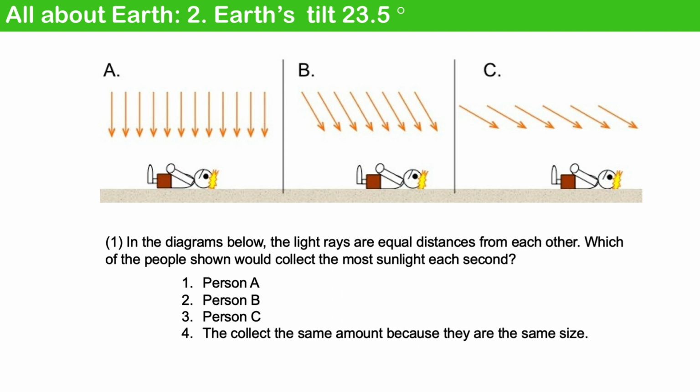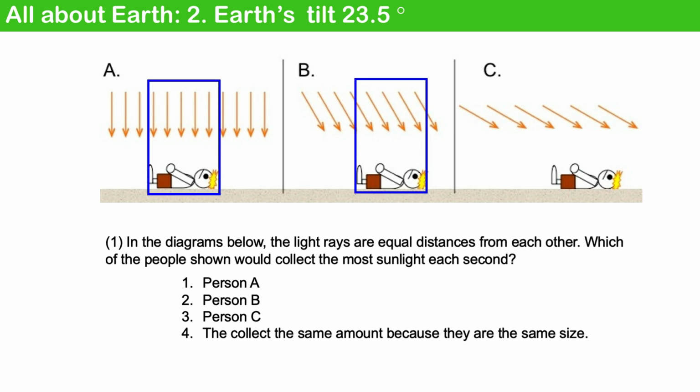Again here, in the case of A, let's count sunlight. This boy gets 5 sunlights. In the case of B, the boy gets 4 sunlights. In C, the boy gets 3 sunlights. So the boy in A gets the most of the sunlight. So who is hotter? The answer is person A.